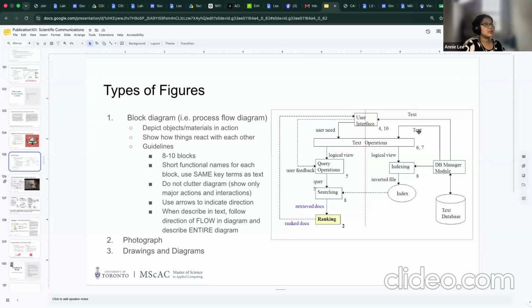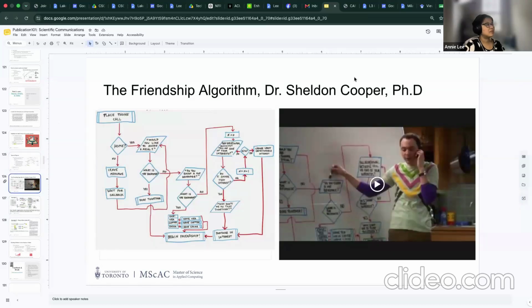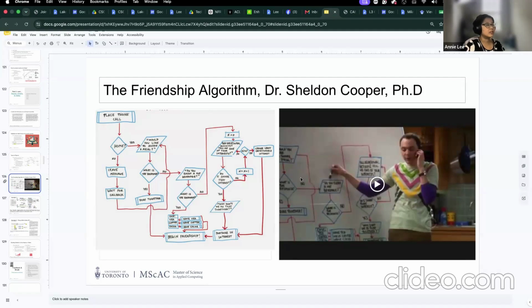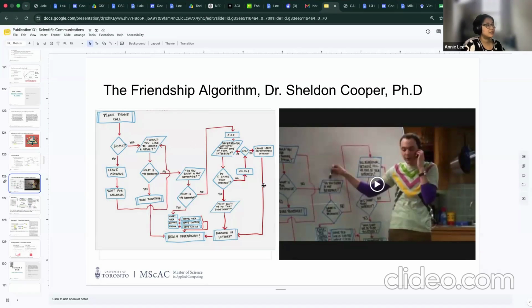Okay, so the type of figures: block diagram. I always want to see a process diagram of what you're doing. So make sure that you have one of these. This is Big Bang Theory, Dr. Sheldon Cooper's friendship algorithm.